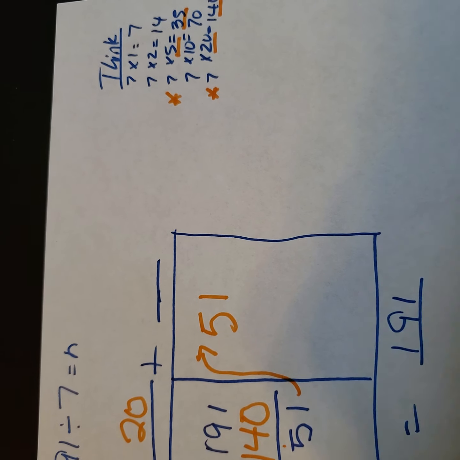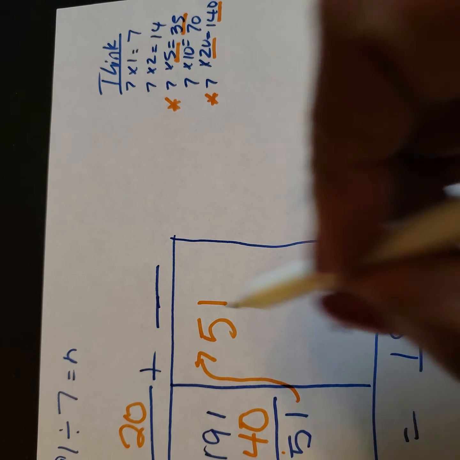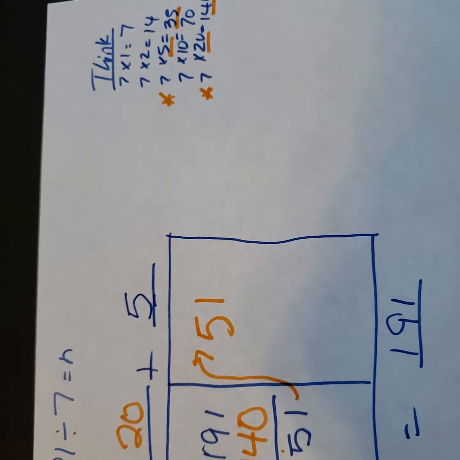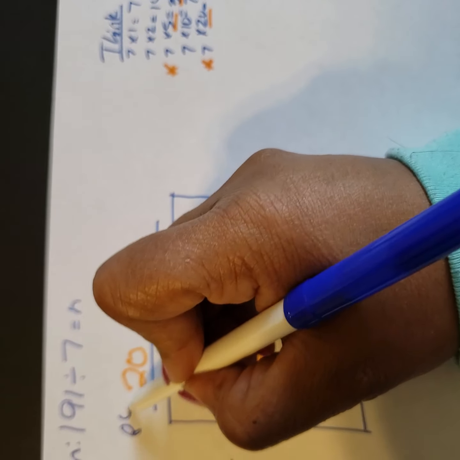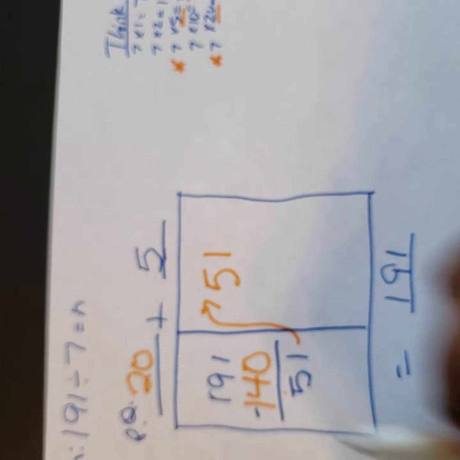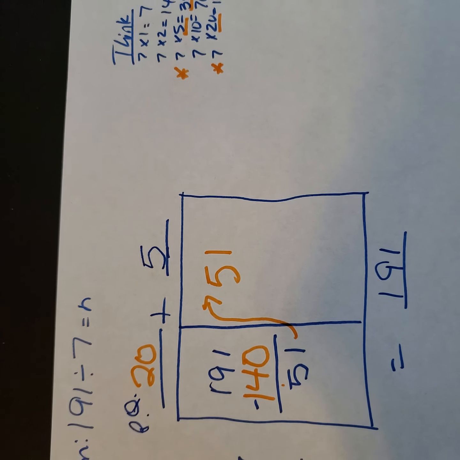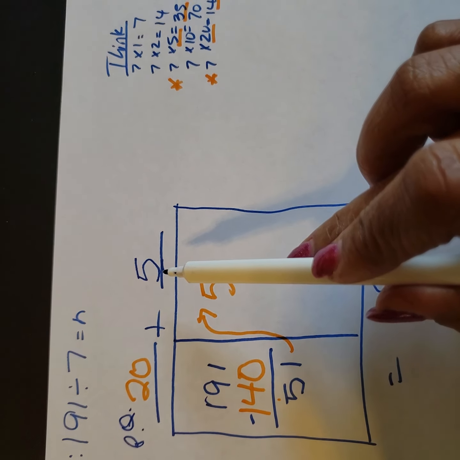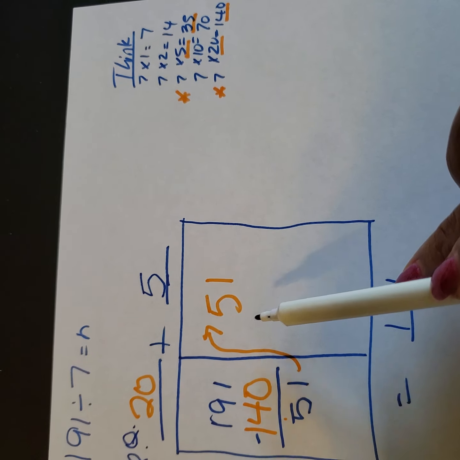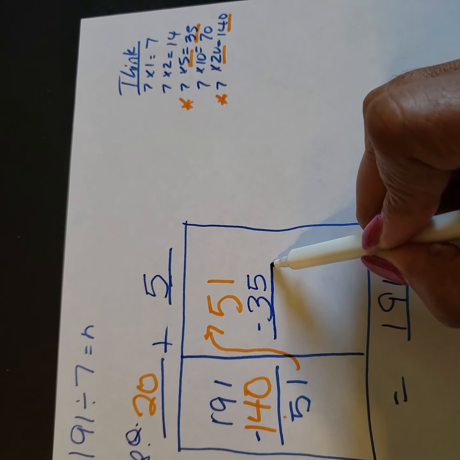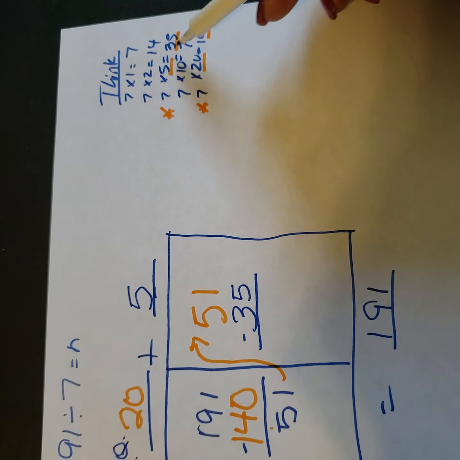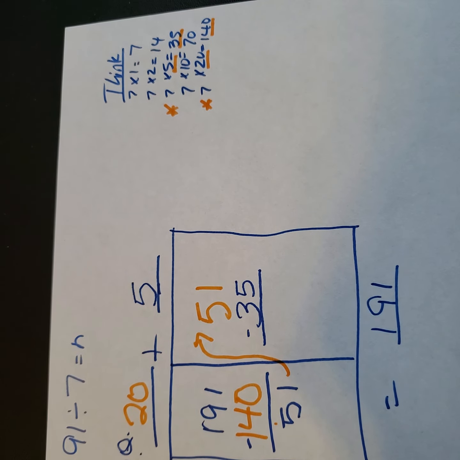All right, so where are we going to put the 5? The 5 goes at the top because it is part of our area, part of our partial quotient. I'm going to put this up here again like I did before. There's our partial quotient. So our 5 is part of our partial quotient. Where do we put our 35? You got it. We put that under our 51 because that is the product from our benchmark fraction. Now we have to subtract.